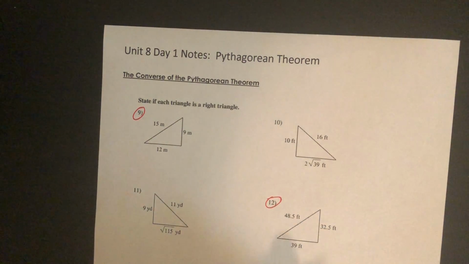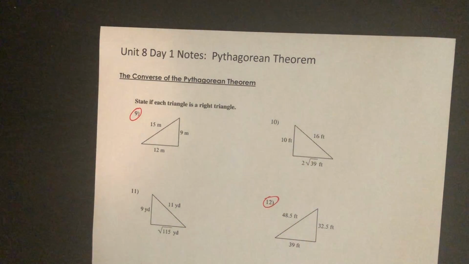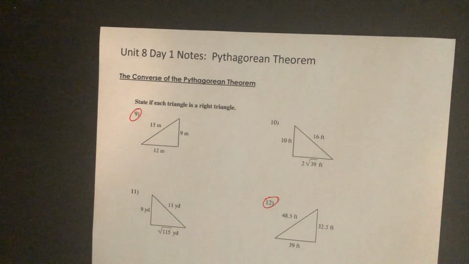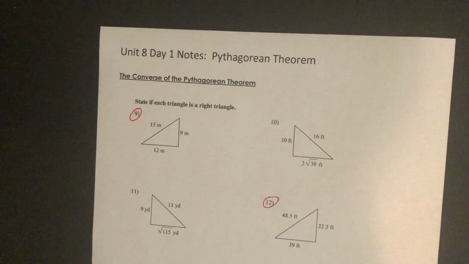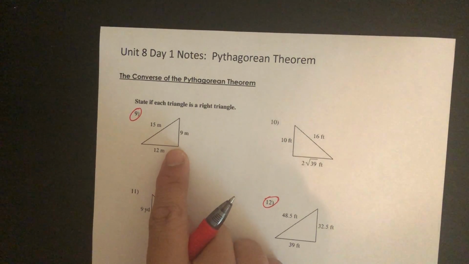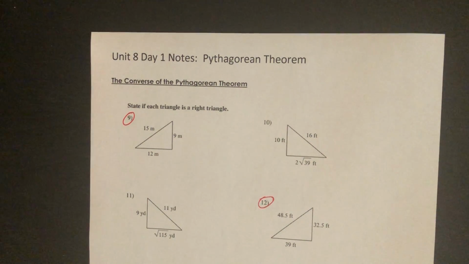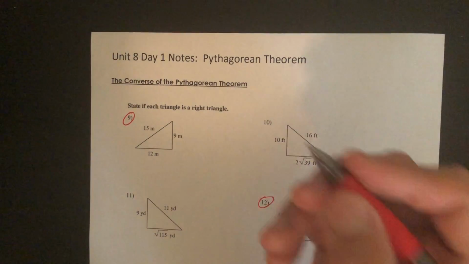So let's look at number 9. It says state if each triangle is a right triangle. So basically they're asking me, does 15, 12, and 9 meters form a right triangle? And I know you're going to sit here and say, well, that looks like a right triangle, Mr. Gomez. Yes, it looks like it, but can we guarantee 100% that it is a right triangle? So let's use our theorem.